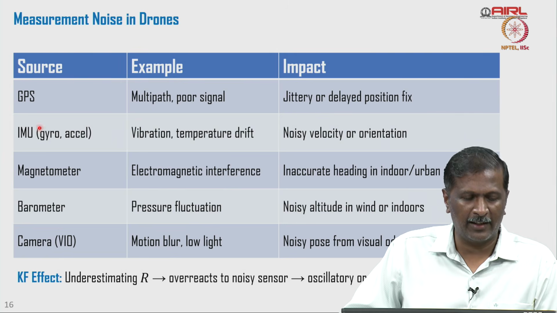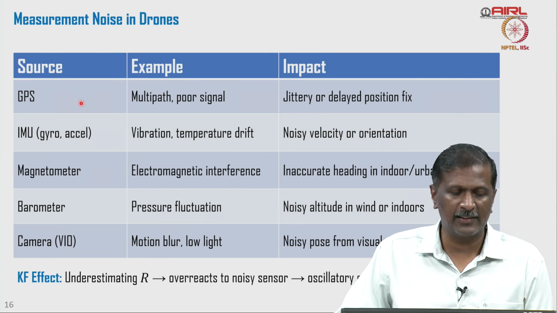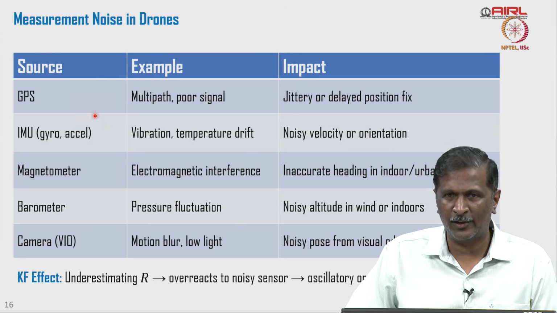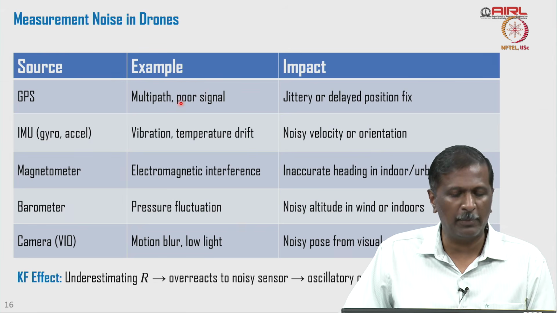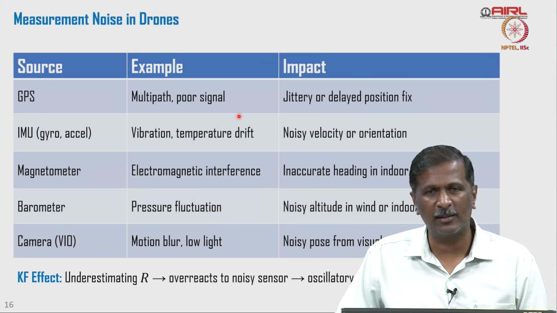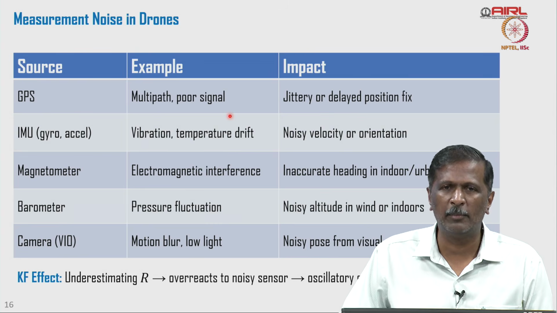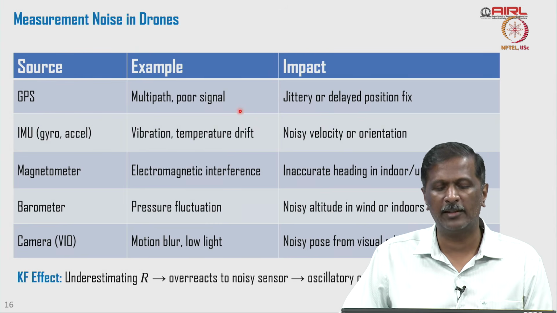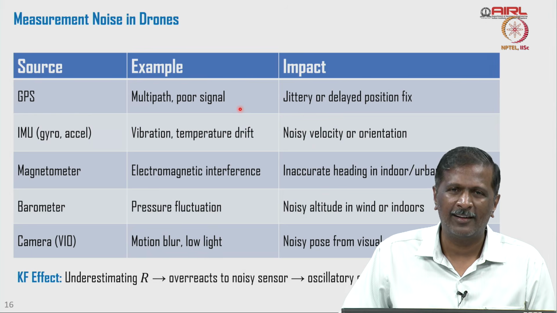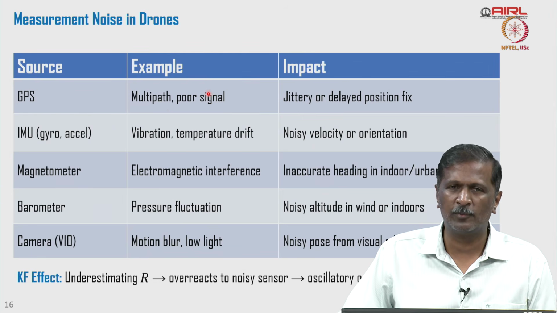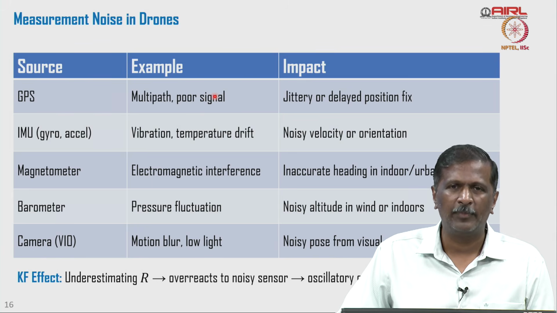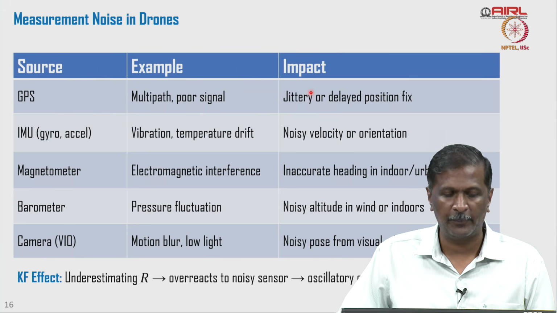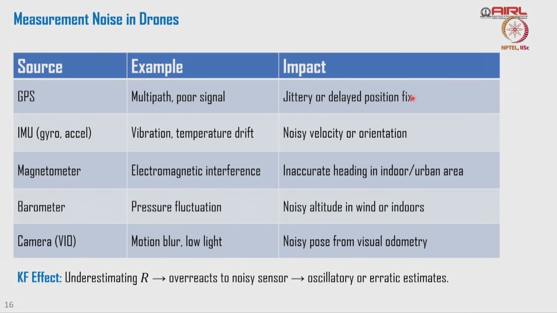Now let us look at some other sensors and their measurement noises. GPS, multipath comes into the picture, poor signal comes into the picture. Suppose you are flying in between buildings, you will have multipath, and sudden climatic change will also provide poor signals, or you are flying below the canopy, again poor signal will come into the picture. This will lead to jittery or delayed position fix.